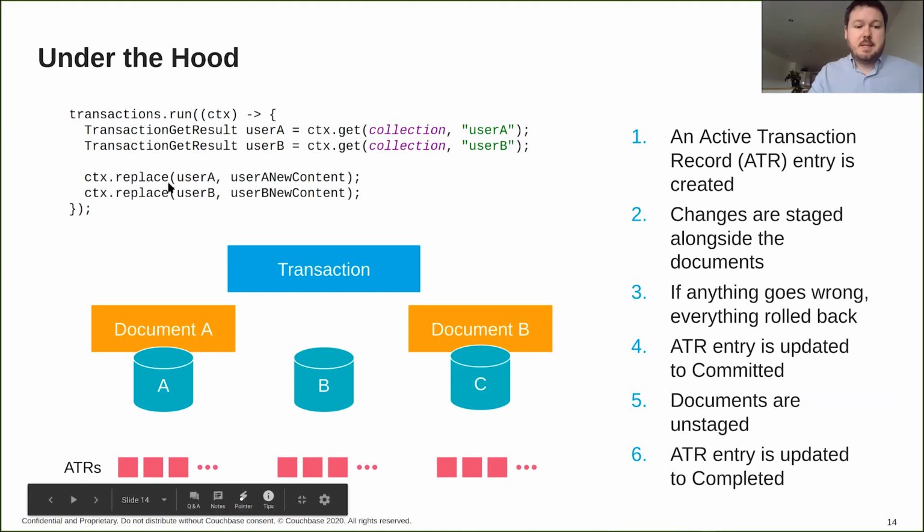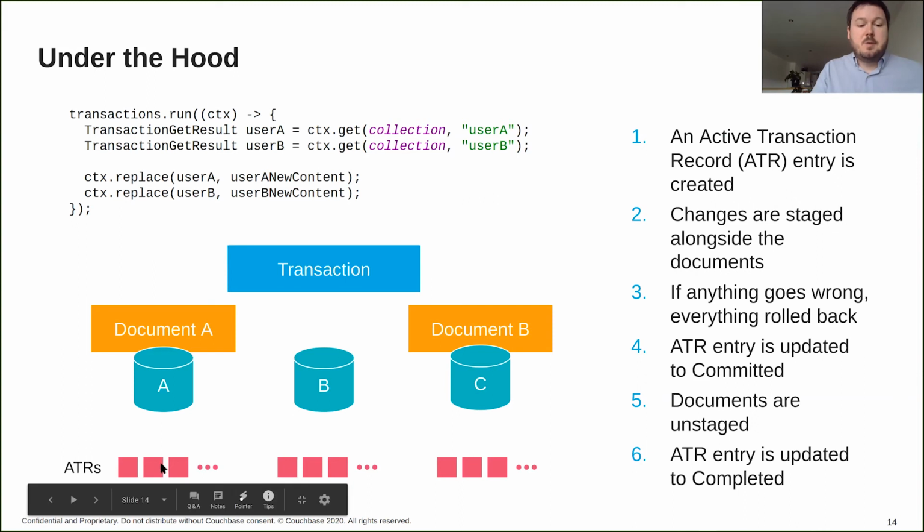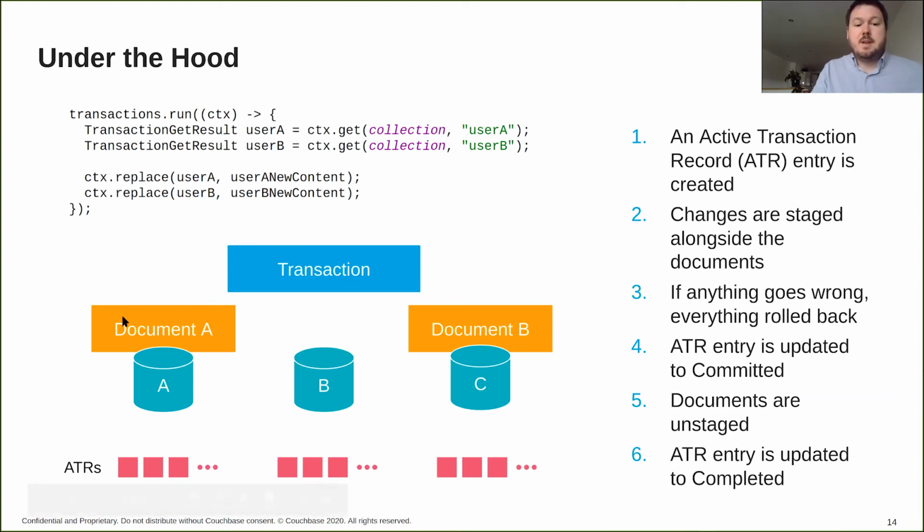So the first mutation goes ahead and picks an ATR. Each ATR document can contain multiple transaction records. Just because there are 1,024 ATRs doesn't mean you can only run 1,024 transactions at a time. The ATR chosen is always on the same node as the first mutated document. In fact, it's on the same vBucket, if you're familiar with Couchbase architecture, so it will follow that document around in the event of failover.